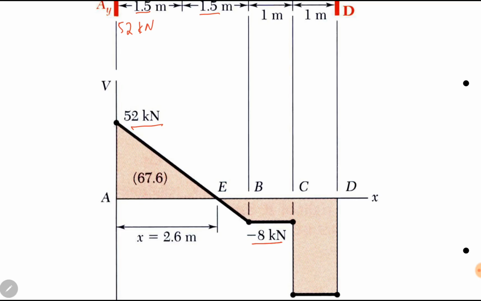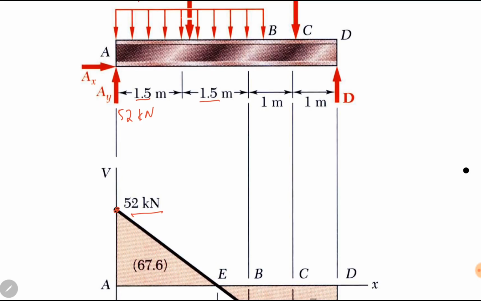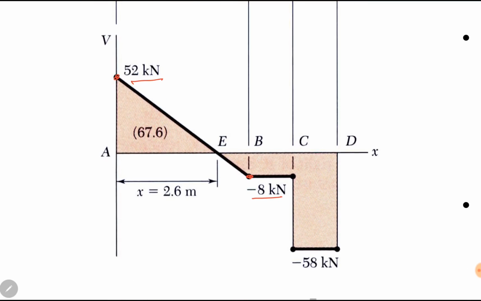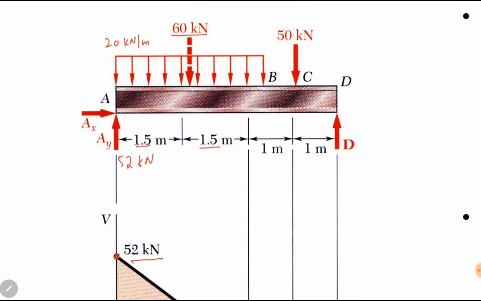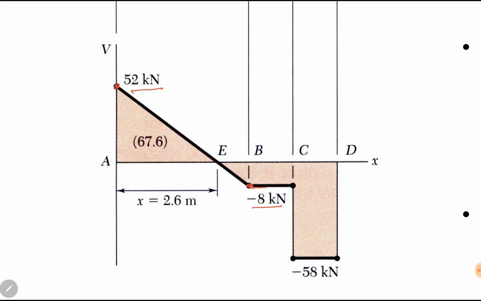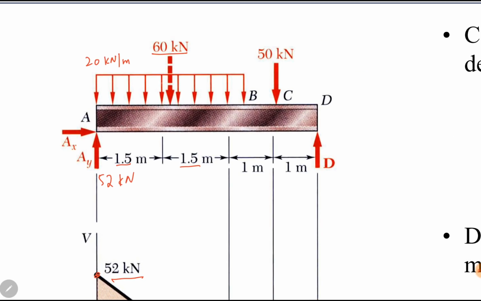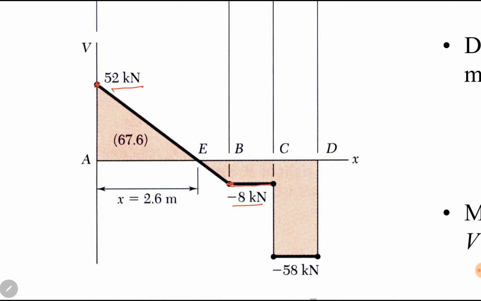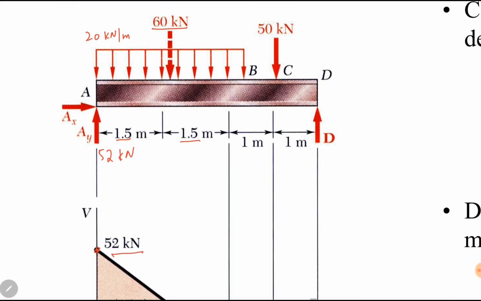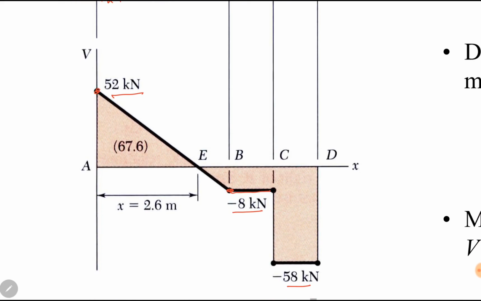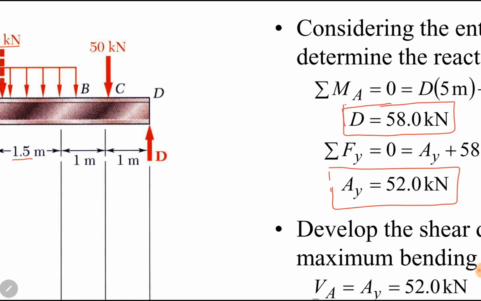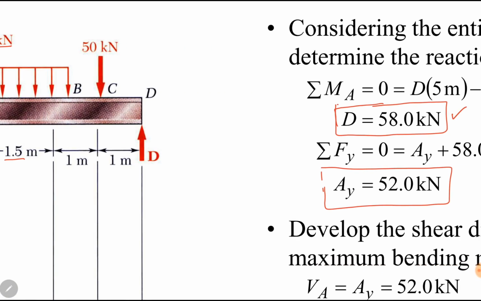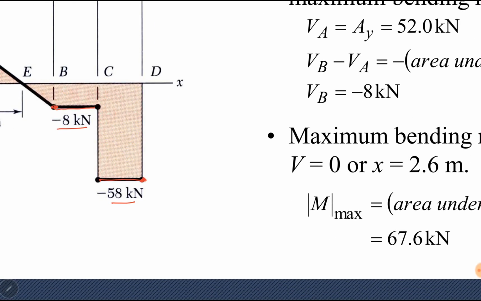So we have to draw a line between point A and point B. Since the load is uniformly distributed, the shear force will be linear. So here is a straight line. Then there is no force between B and C, so it will remain constant, minus 8 kilonewton. At point C, there is a downward force of 50 kilonewton, so minus 8 is already there. Then downward 50 kilonewton means minus 50 kilonewton. So minus 8 minus 50 becomes minus 58. Between C and D again there is no force, so it will remain constant up till point D, minus 58. And you can see at point D we have 58 kilonewton force. So our diagram is correct.